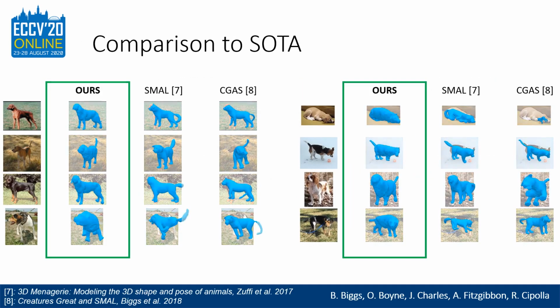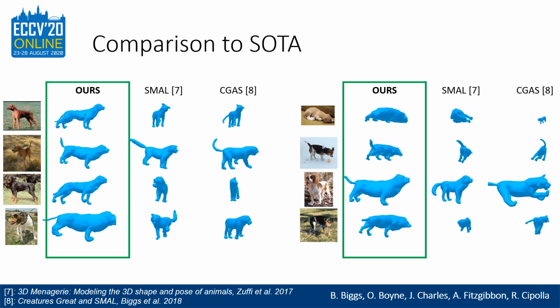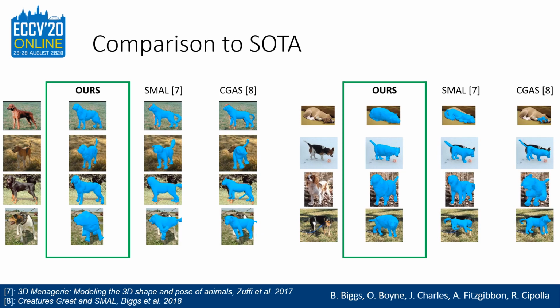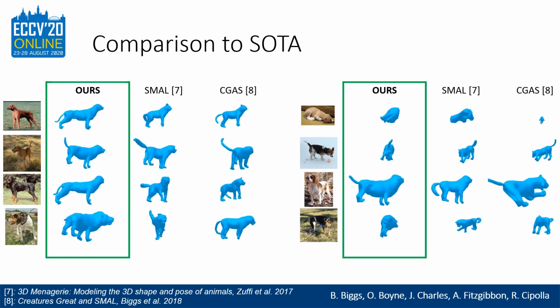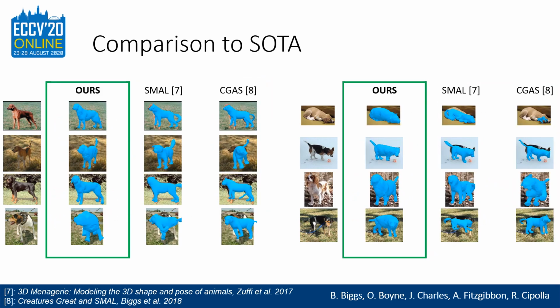We next compare our approach to two optimization-based procedures, SMAL and CGAS. In order to fairly compare, we produce sets of predicted keypoints and silhouettes for SMAL and CGAS, rather than providing the competitors ground truth annotations at test time. We outperform both competitors, which tend to rely heavily on good initializations and struggle to cope with occluded body parts.